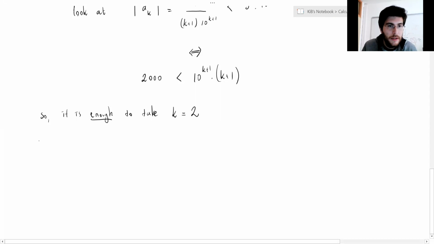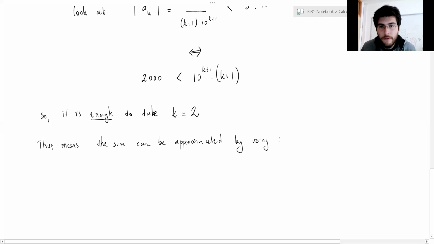So what does it mean? That means the sum can be approximated by using the first 2 terms. Of course, we really wish the error to be in this range.